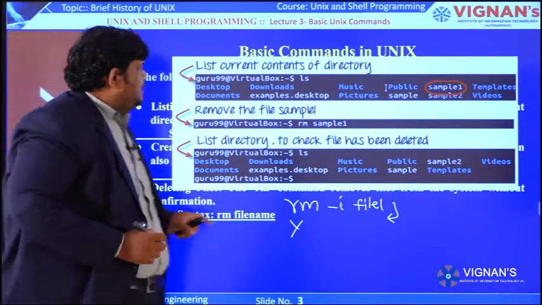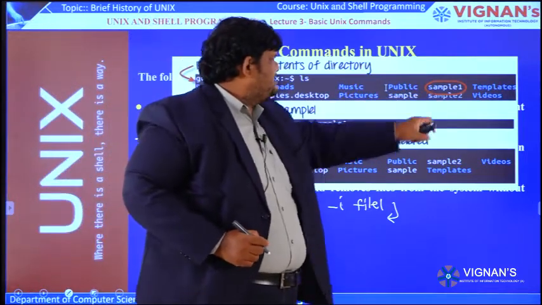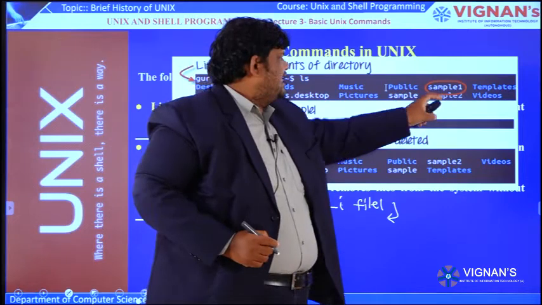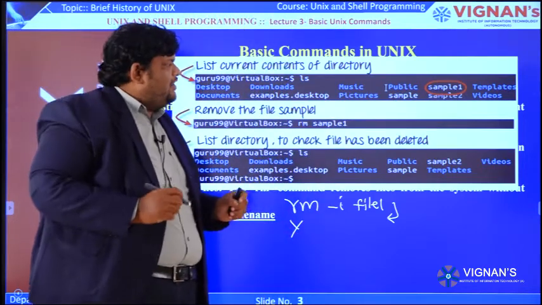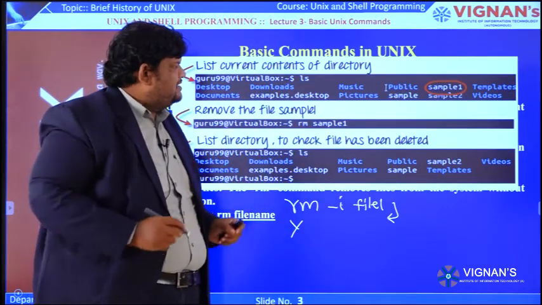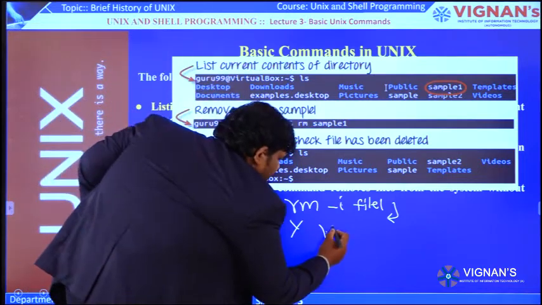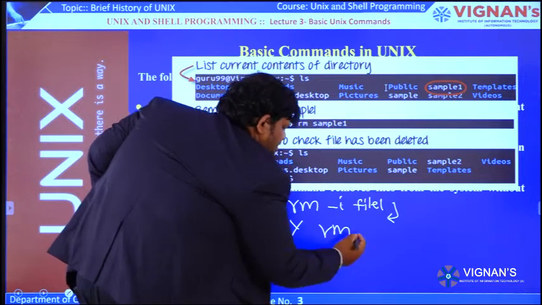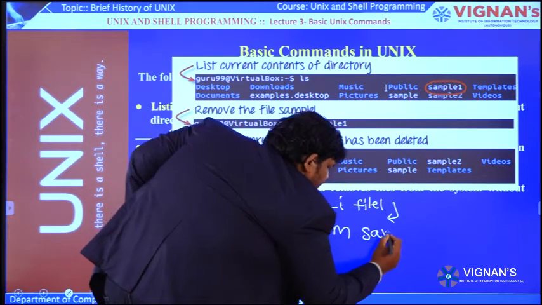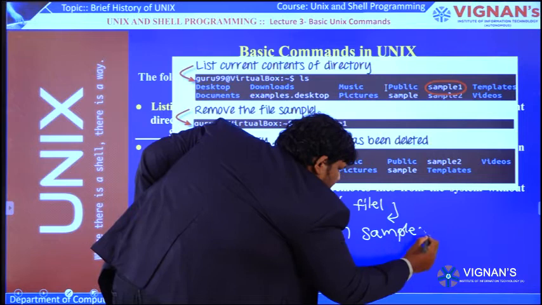For example, here sample1 is there, sample is there, sample2 is there. At a time I want to delete all 3 files, sample, sample1, sample2. For that we can use it like this, rm space sample star.